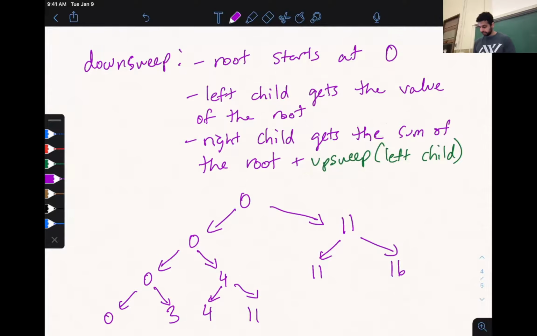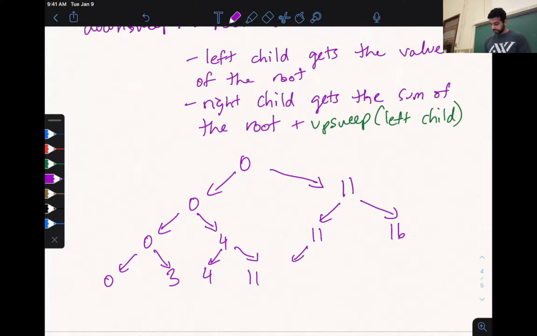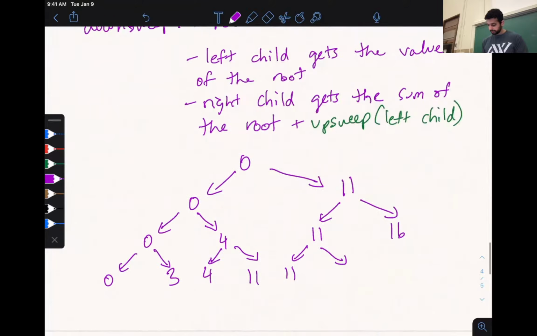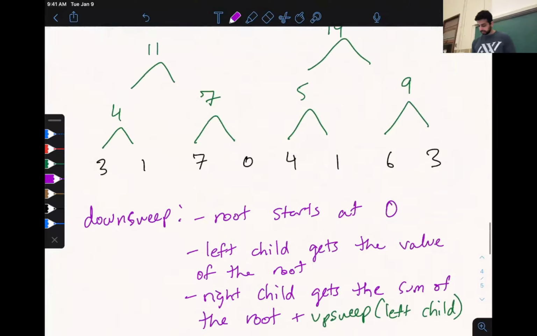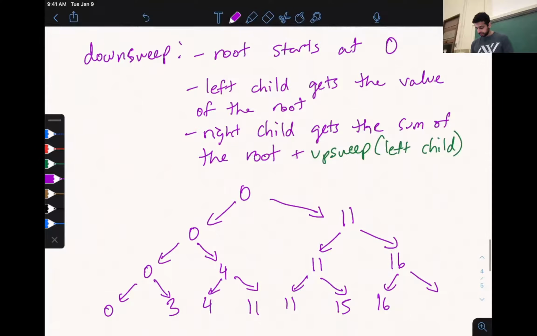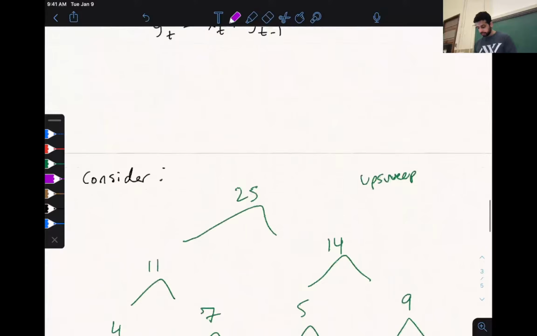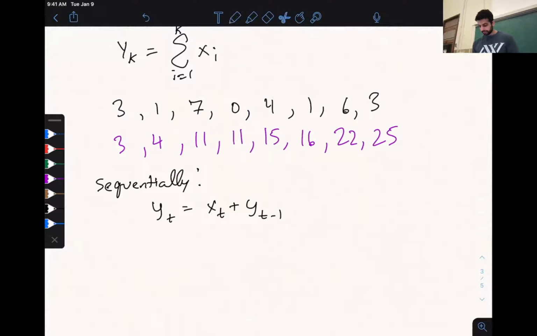So 16. And now we know the left child here is 11. The right child is 11 plus 4, so 15. And similarly here we go to 16, and here we get 16 plus 6 is 22. So if you look at the leaves of this tree and compare it to our goal, over here.